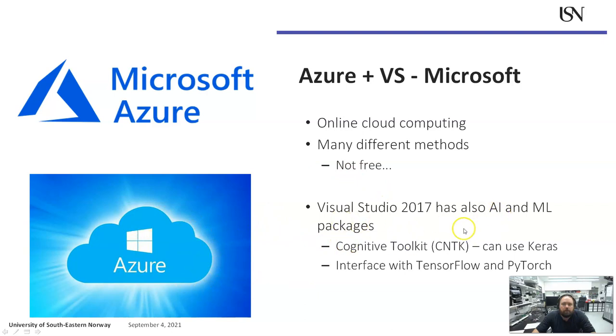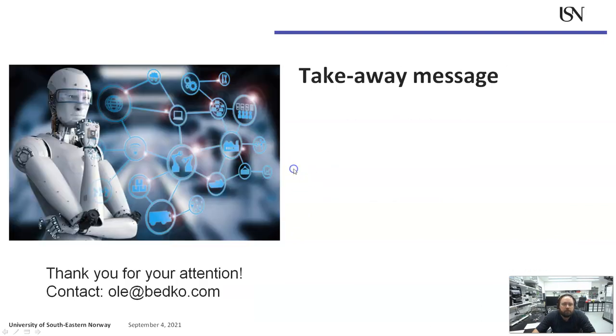From Visual Studio 2017 and onwards, there are artificial intelligence and machine learning packages available also here, like the Cognitive Toolkit and the interfaces to TensorFlow and PyTorch and so on, available in the Microsoft tools landscape as well.